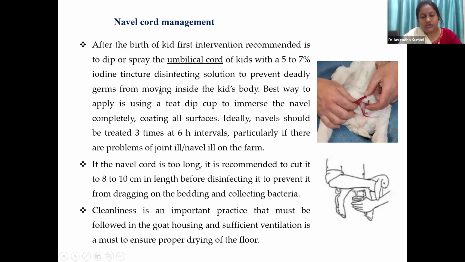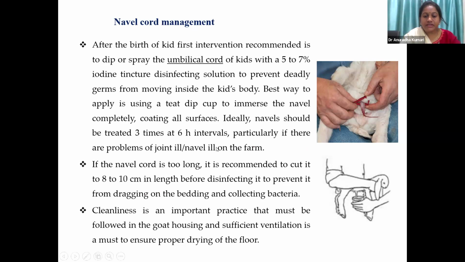Navel cord management: the most important first intervention that is recommended is the dipping or spraying of the umbilical cord with 5 to 7% tincture iodine solution to prevent the entry of deadly germs into the body of the kids. The best method of applying this tincture iodine is the deep cup method, in which we should immerse the navel cord completely, covering all the surface.